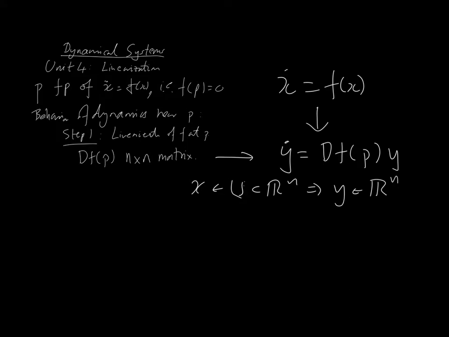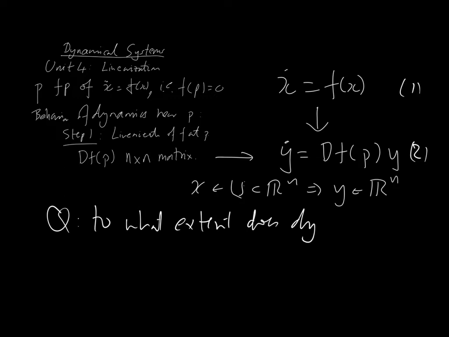So what we can reasonably hope is that the dynamics of this system here tell us something about the dynamics of this system here. So let's name these, let's say 2 and 1. So the question is, to what extent does dynamics of 2 tell us about 1?